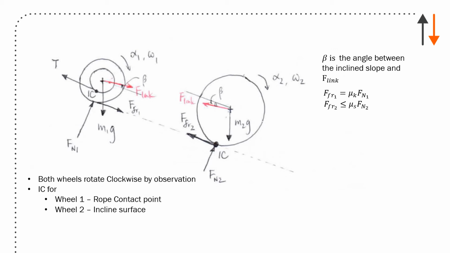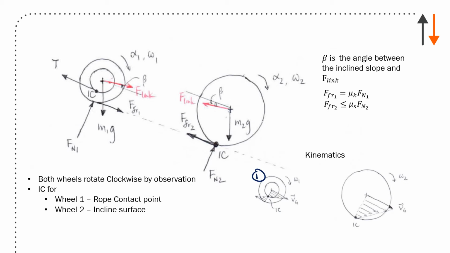Force of friction F_R1 is mu k F_N1. F_R2 is less than or equal to mu_s F_N2. There we go. Kinematics, those show you the instantaneous centers at the 2 points. So this is wheel 1 right here, and that's wheel 2.